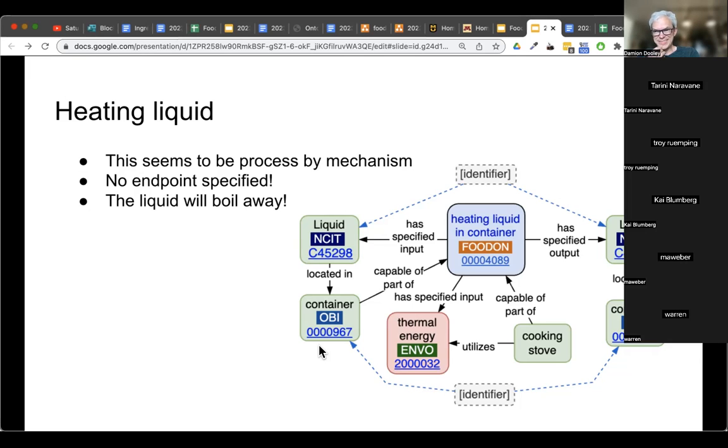Much of the time, we can express the objectives of the process by naming more precisely what the output material is and its characteristics. And then we can go search for mechanisms that can get us there.